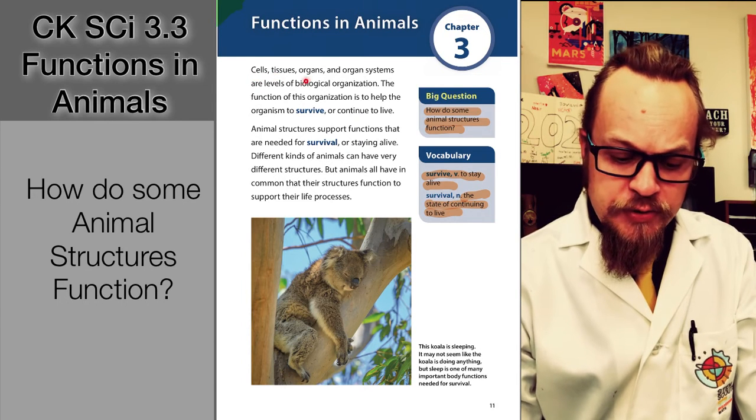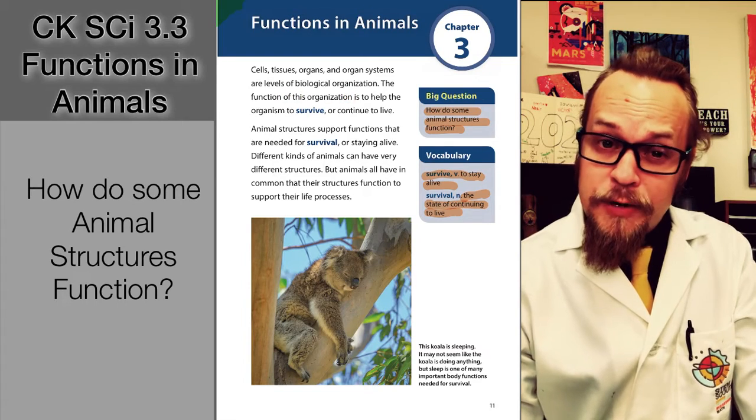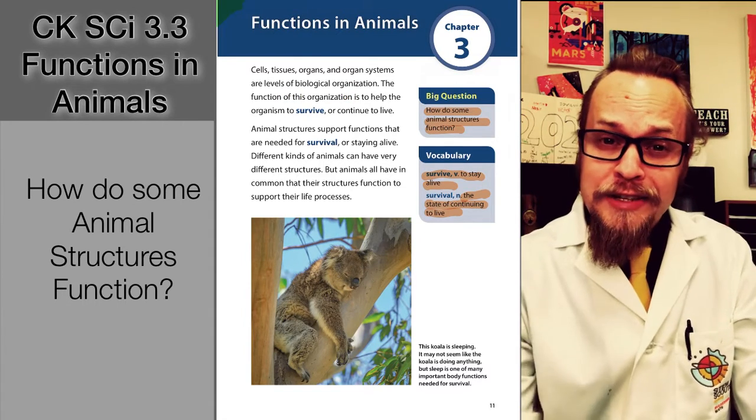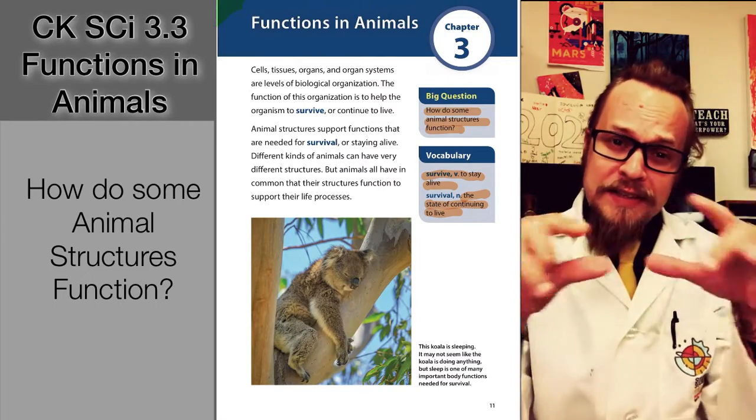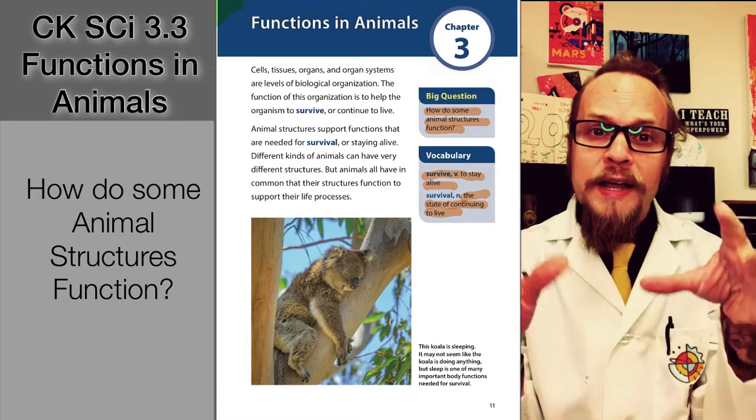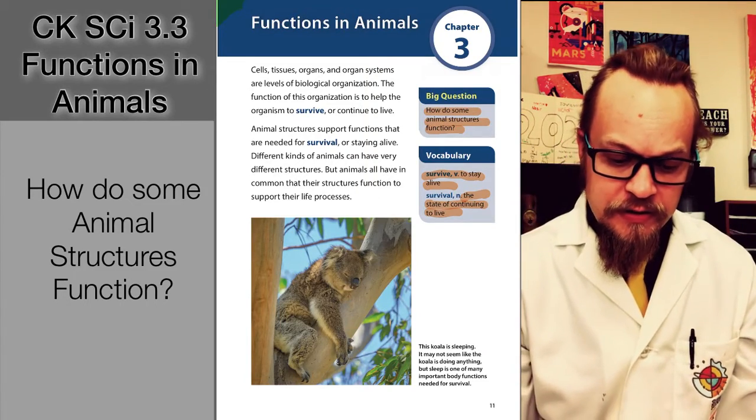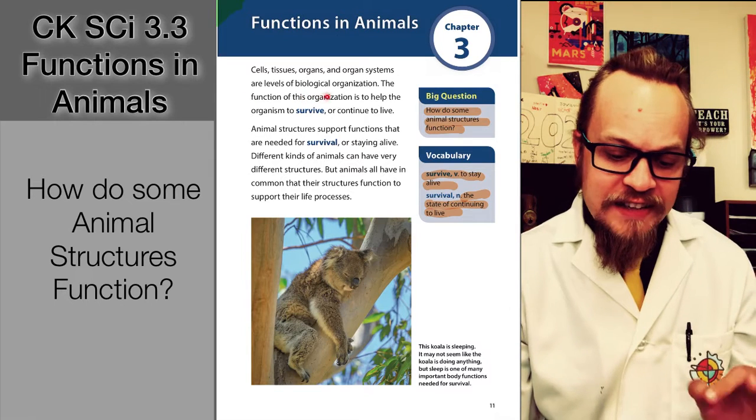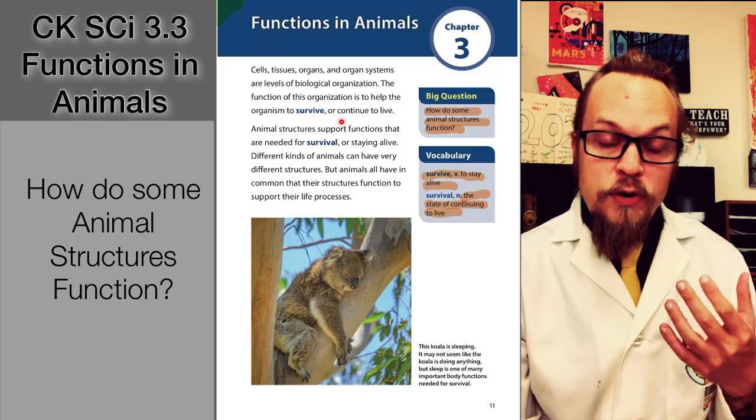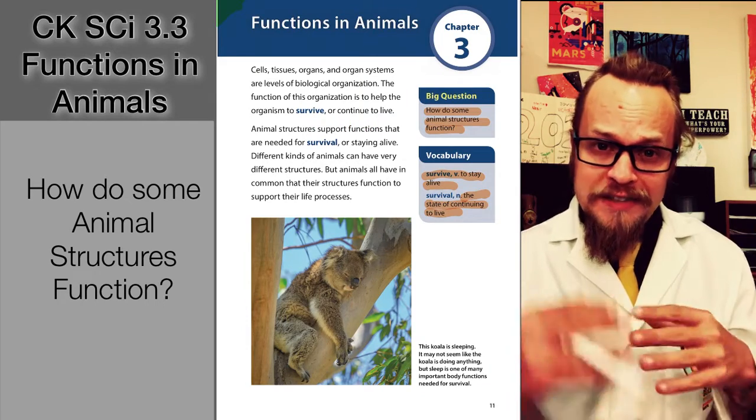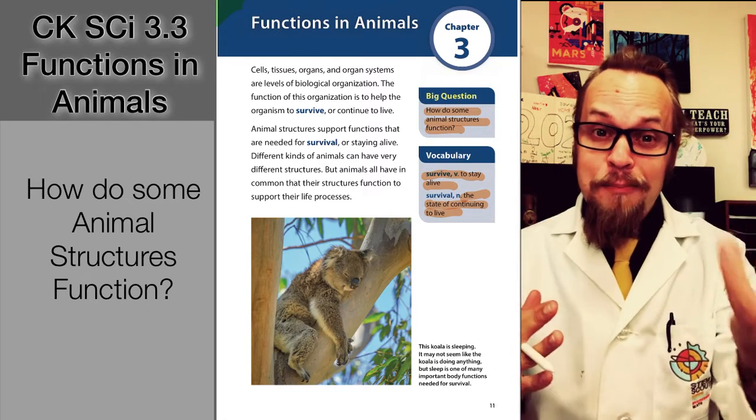Cells, tissues, organs, and organ systems are levels of biological organization that we covered in chapter 1 and chapter 2. We start with the smallest cells. Many cells make tissues. Many tissues make an organ. A few organs together make an organ system. The function of this organization is to help the organism to survive or to continue to live. An organism is a bunch of organ systems put together to make either a plant or an animal.